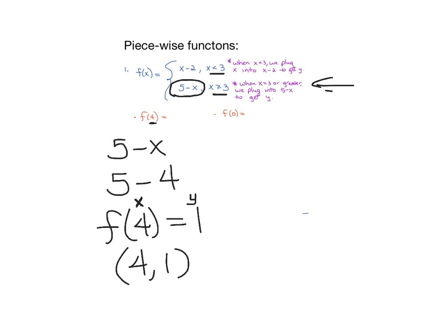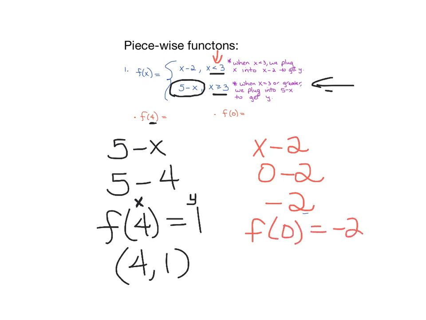For the f of 0, we can see here that it's less than 3, so we're going to use the x minus 2. So 0 minus 2, I get negative 2. So again, f of 0 equals negative 2, written as an ordered pair, (0, negative 2).